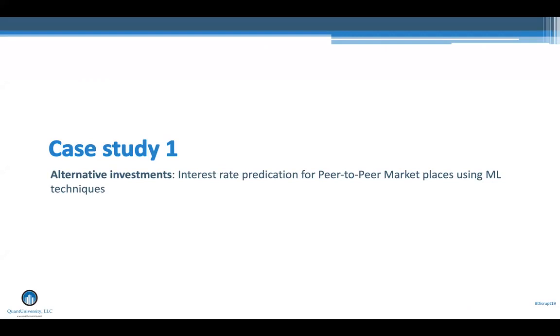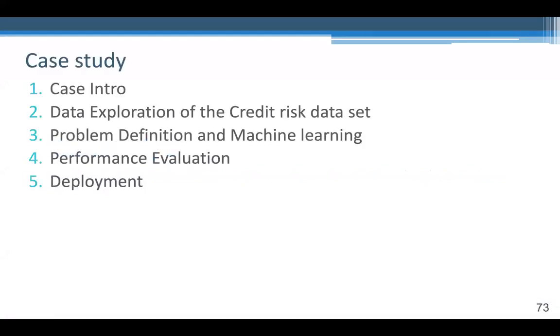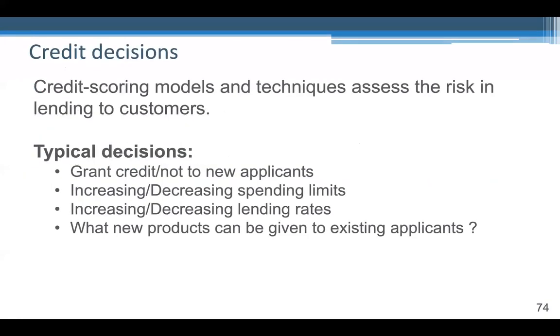And the first one, again, we are trying to create these use cases to leverage the power of machine learning. So I'll set up the stage of what this actually means when you're thinking about using a supervised learning model to build out a machine learning model for interest rate prediction for a peer-to-peer marketplace. So we'll talk about the case and the introduction, a little bit about exploration, and how we define the problem. We'll do some performance evaluation and talk about deployment.